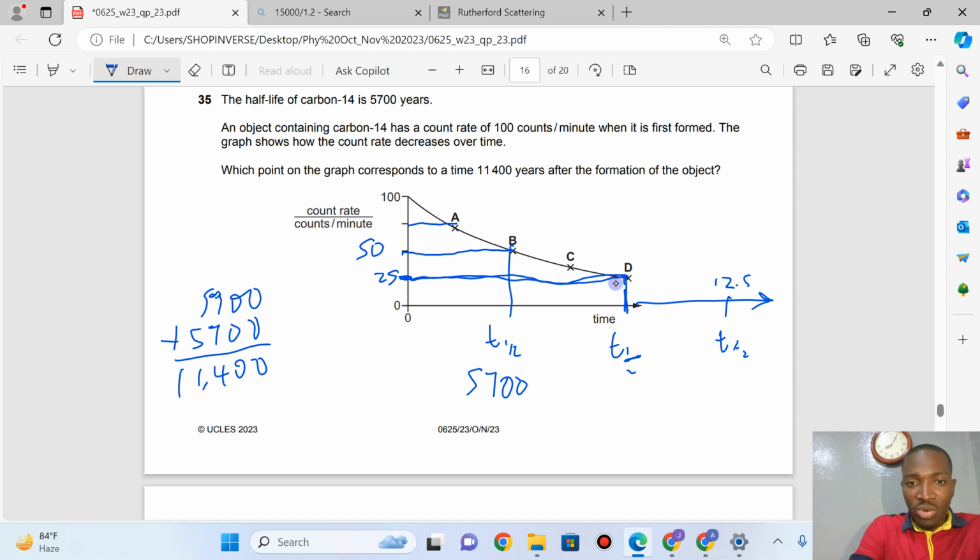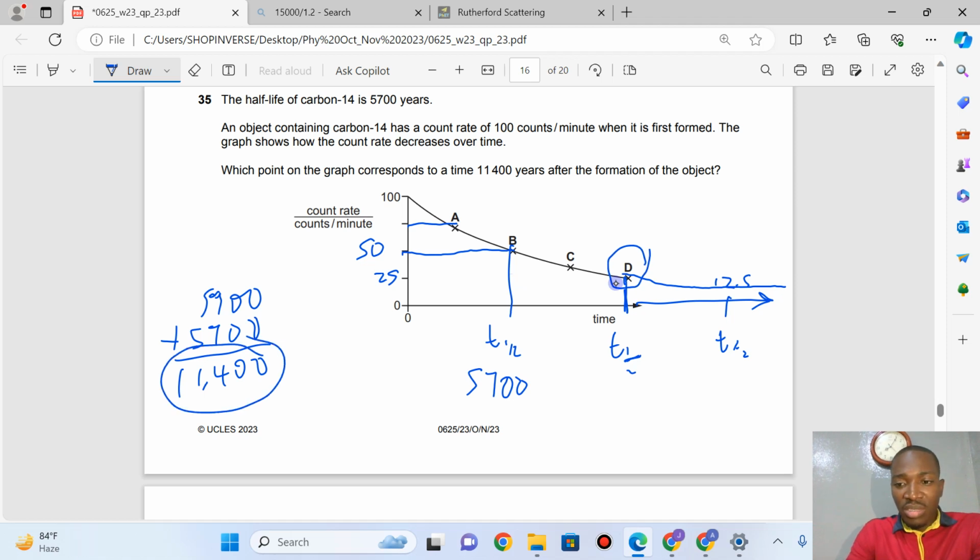So if the graph was to continue, it will go this way and go that way, on and on. So that is how you solve questions on half-life. So that simply means D is the one that shows this 11,400 timestamp.